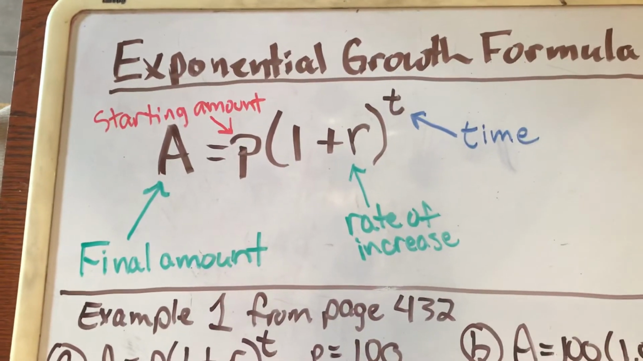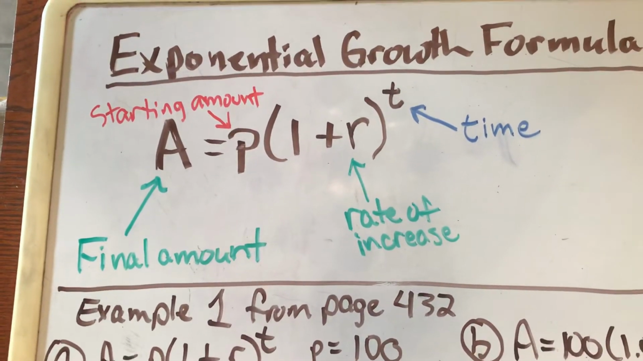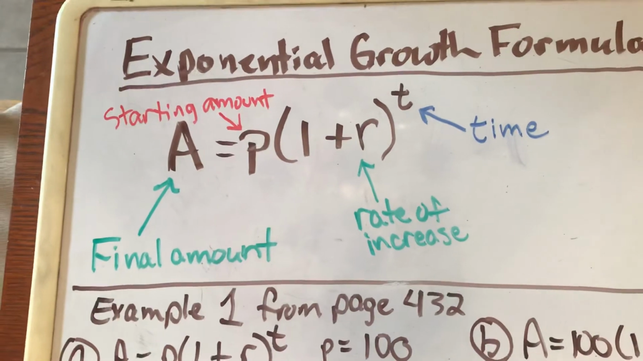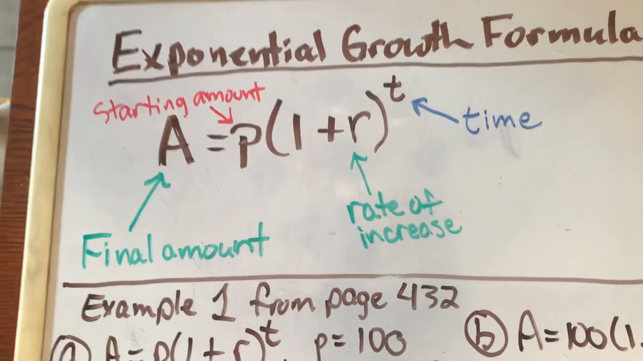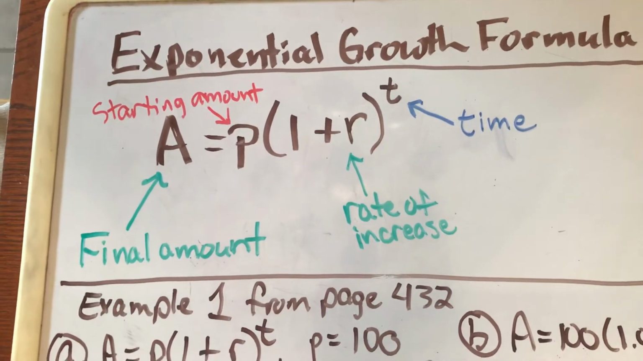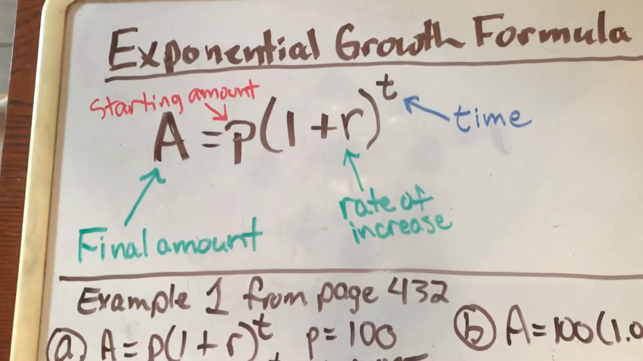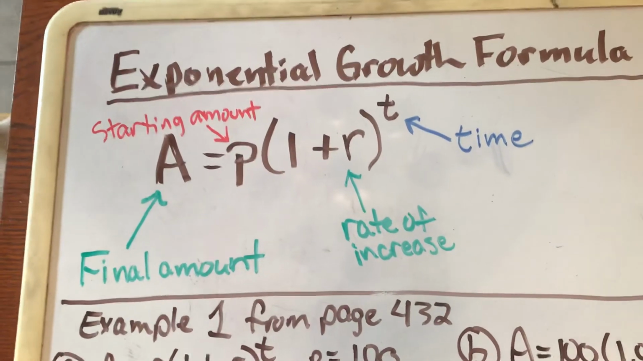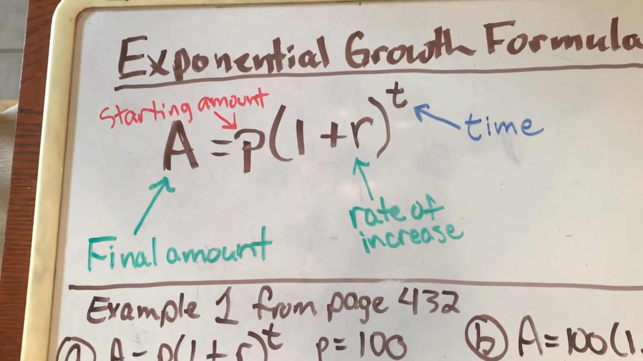So if we look at the formula, it's a little bit different than what's in the book. We see A equals P times the quantity 1 plus R, and that's raised to the T power. A is going to be our final amount. That's going to be after our allotted time is completed. That's going to be how much our new amount is. P is our principal, or our original amount. That's the amount that we're going to start with.